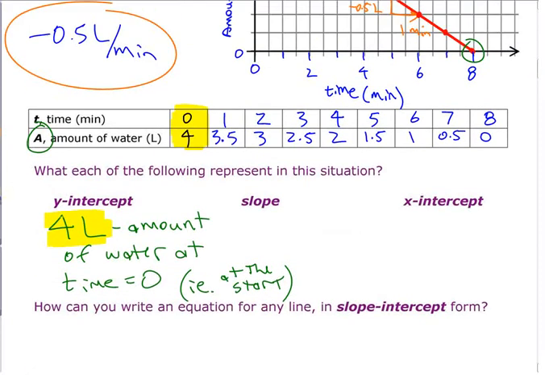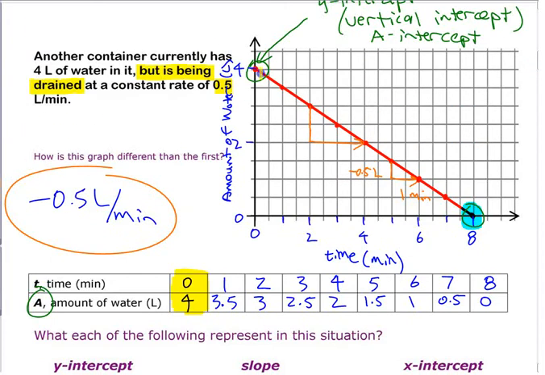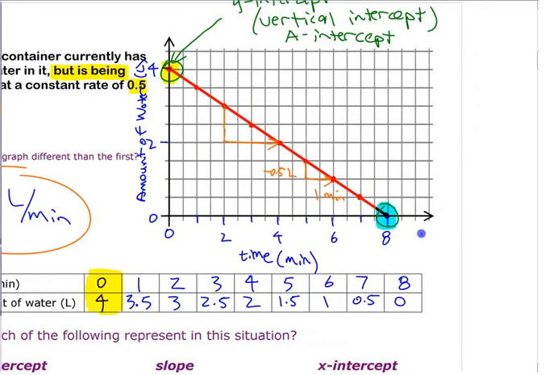What does the x-intercept represent? The x-intercept's that point right there. That was the y-intercept. The x-intercept is down there. I'm going to write x-intercept, but you could also call it the horizontal intercept.